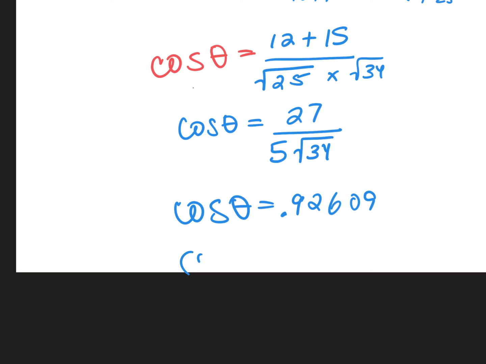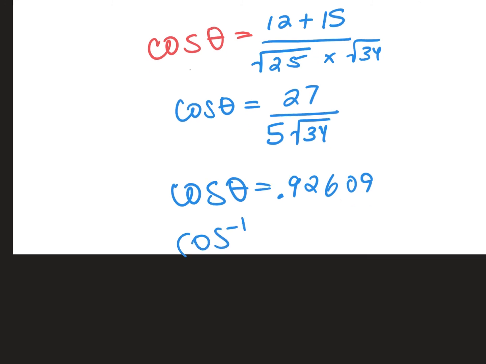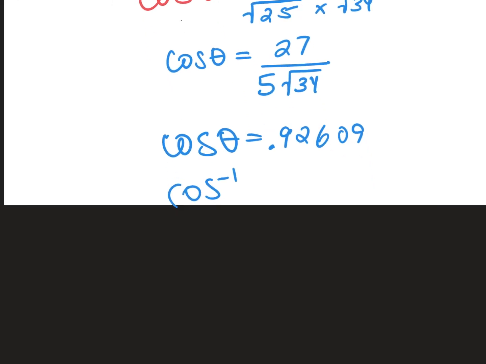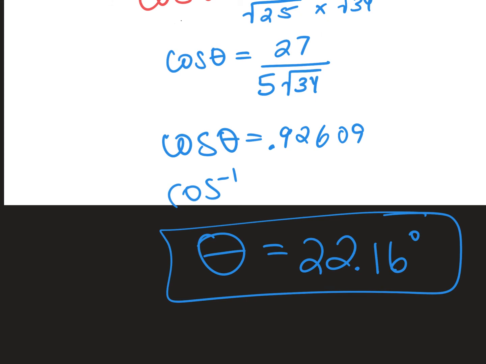So we're going to hit second cosine, second answer. So what is the angle measure for theta? 22.16. 22.16 what? Degrees. Make sure you put your degree measure.